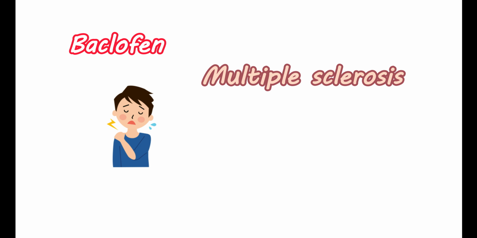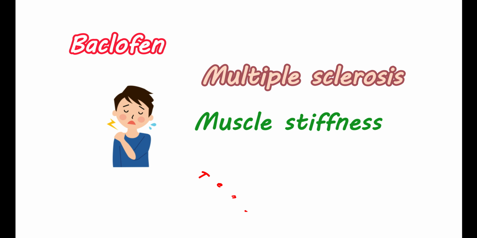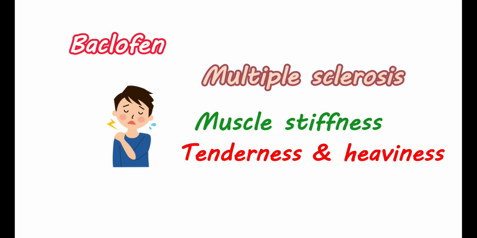In this condition, you may feel muscle stiffness, tenderness, and heaviness. You can also perceive pain during movements. It can also induce involuntary muscle contractions of arms and legs. Baclofen can relieve these muscle spasms. It can also be used to control the involuntary movements due to any damage to a few of the neurons.